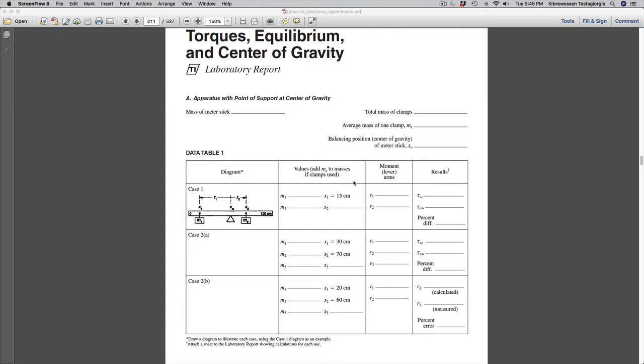Hi everybody, this is our seventh laboratory experiment, or the seventh simulation that we are conducting for our college physics course. Today's lab is about torques, equilibrium and center of gravity.